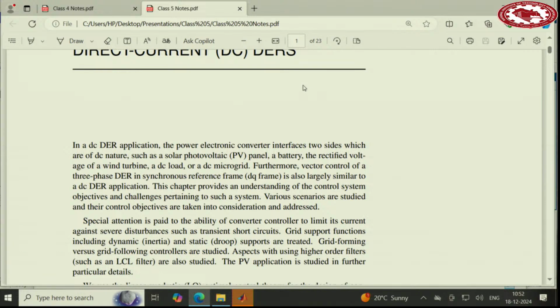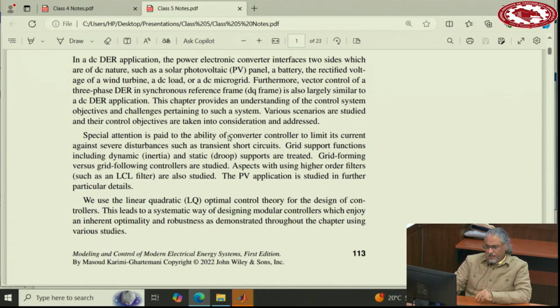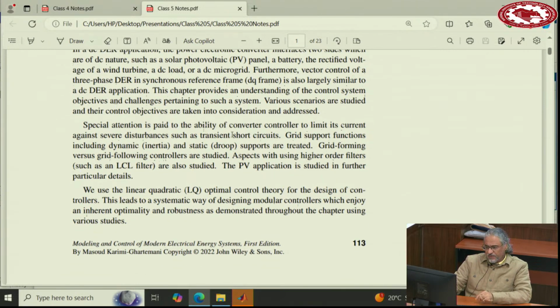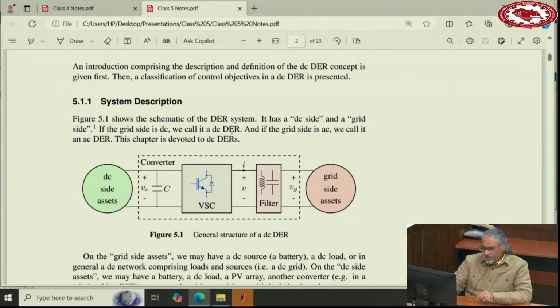All right, so I'm going to start chapter 5 of the book. It's about DC converters and the applications that we have there. So let's start with the system description, the general description that we have for the problem.